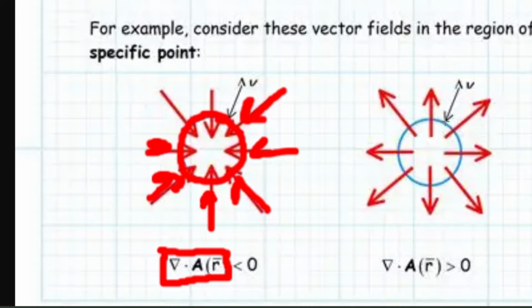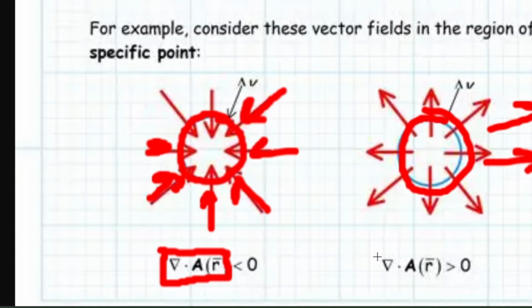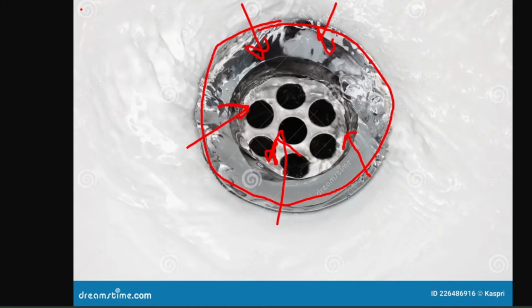And this is spreading out, so the divergence is positive. If the field lines spread out at that point, then the divergence is positive, and if the field lines squeeze in at that point, it will be negative, and if it is spreading out, it will be positive. Okay, we can take another simple analogy to understand this as well.